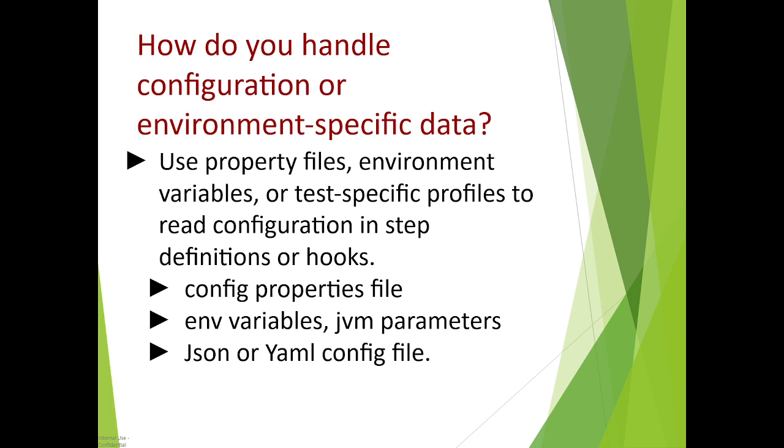So in a nutshell, in config.properties you can simply put key value pairs. In a JSON or YAML file, you can put complex or nested config details. Environment variables you can pass through the CI/CD pipeline. You can go to your system environment variables and pass them directly into the code, or in Jenkins you can directly create environment variables and pass those configurations. So these are the ways you can handle configurations.